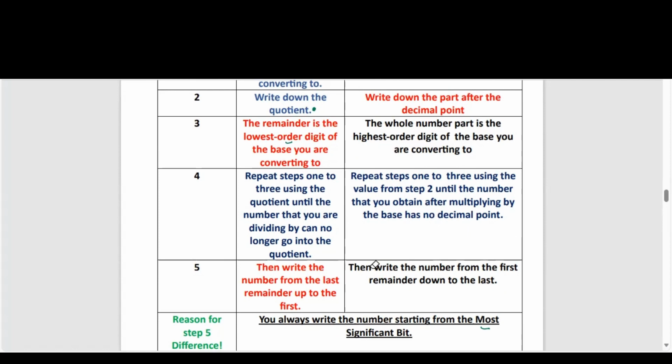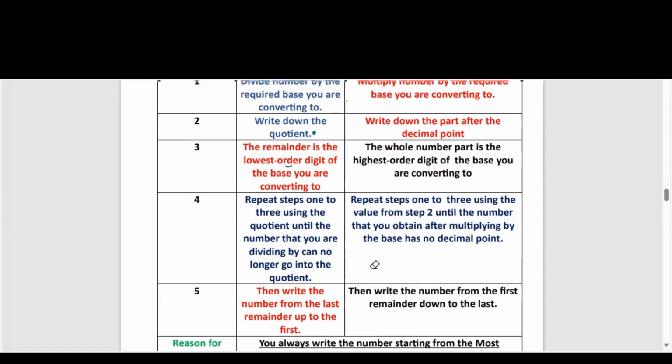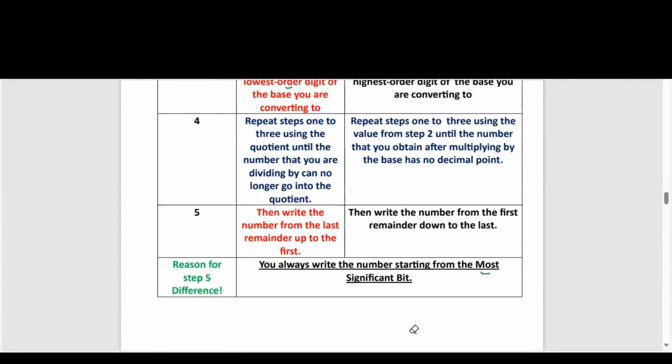Why? Because the most significant bit will always be the first one. When you multiply that first number by the base, that is the first and biggest number you'll get in the system. As you continue to use the decimal part, the numbers keep getting smaller and smaller, so you go from the most to the least. But when you divide, you go from the least to the most. That is how the maths goes, so that's a way to remember it. Let's see if I can track something quickly.